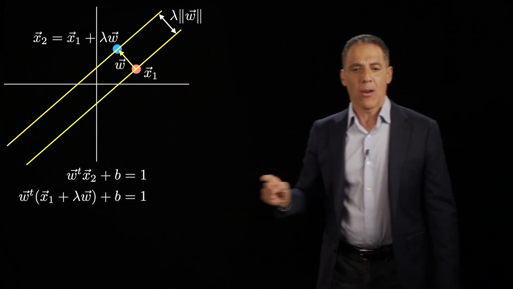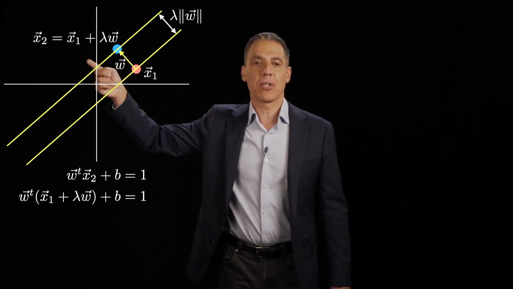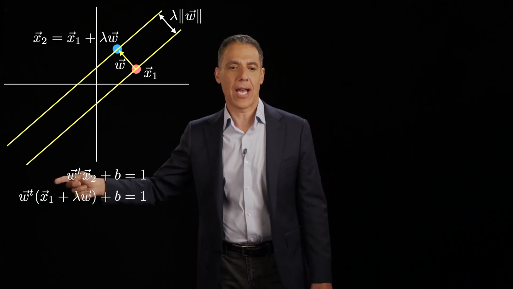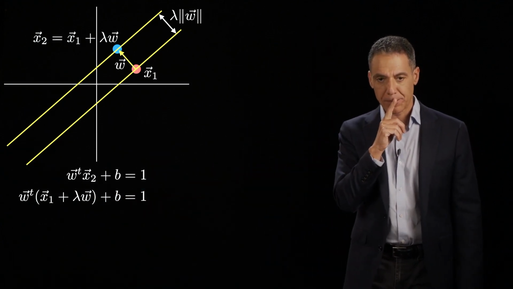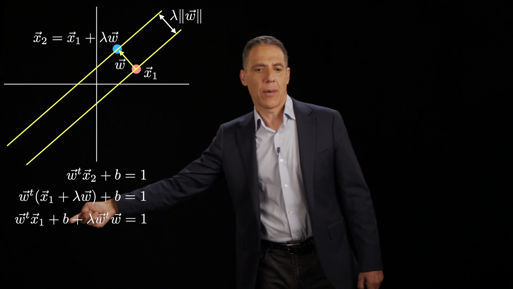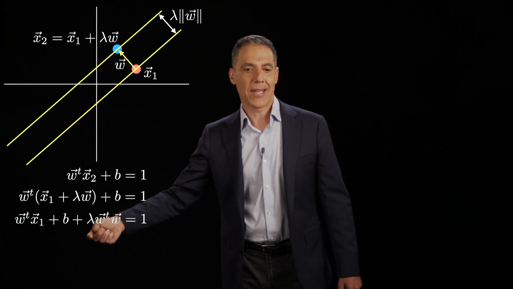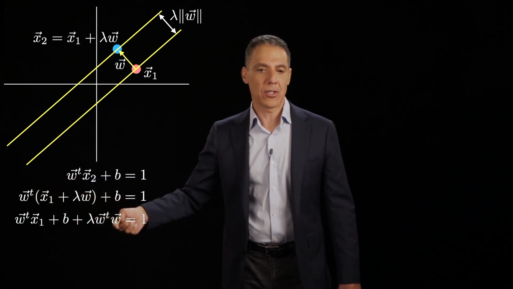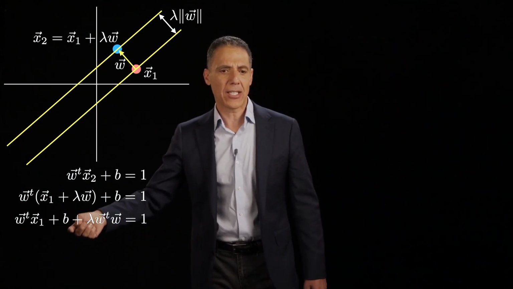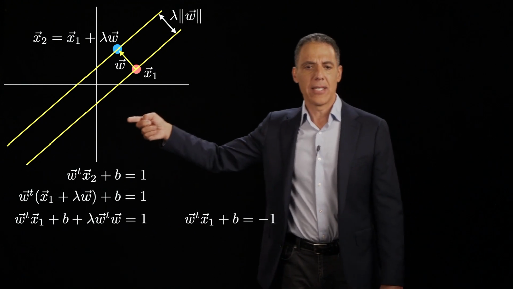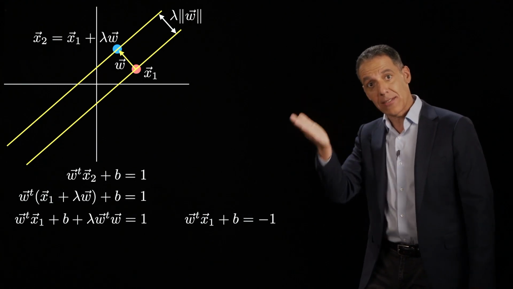All right, what is x2? Well, x2 is related to x1 because it is just x1 plus lambda w. So let's go ahead and substitute that in here. So now I've got w times x1 plus lambda w plus b is equal to 1. All right, let's do a little bit of algebra. W times x1, I'm going to bring the b over here because I want to isolate the lambda, plus lambda w transpose times w is equal to 1. All right, let's see. What is w transpose x plus b? Well, that is this thing, this little guy right here, and that's equal to -1 because that's down below.